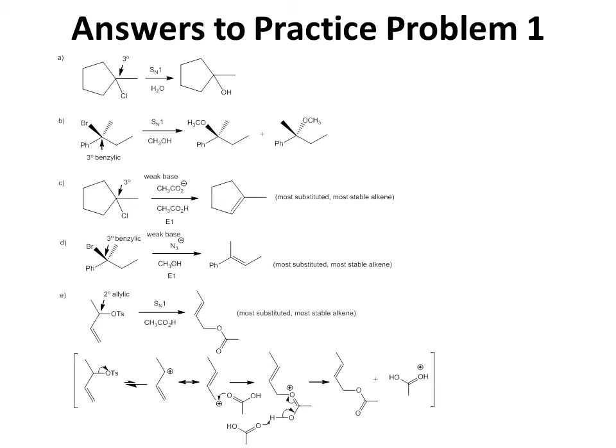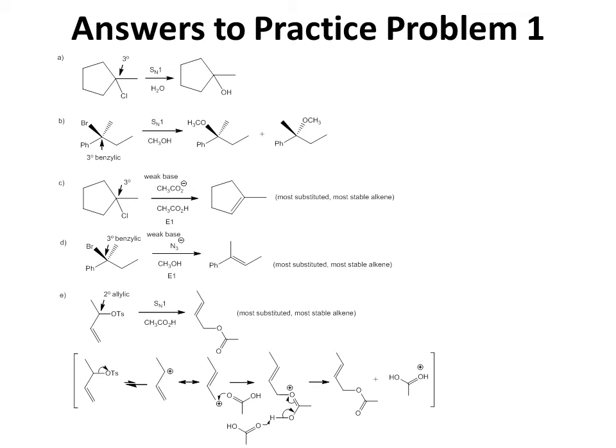In part D, we have a repeat of the same substrate that we saw in part B, another chiral tertiary alkyl bromide that is benzylic. But now instead of just methanol, we have the weak base N3- azide anion. So the reaction transforms from mostly SN1 to mostly E1. The double bond forms in between the carbon with both the benzene ring and the methyl, and that carbon with the methyl group at the end. So that's going to give you a tri-substituted alkene. Again, by Zaitsev's rule, the most stable product.